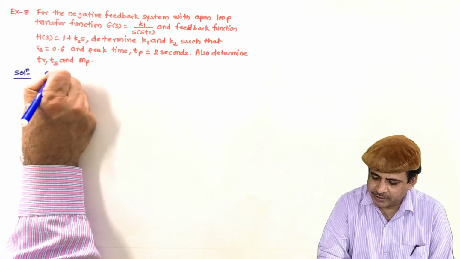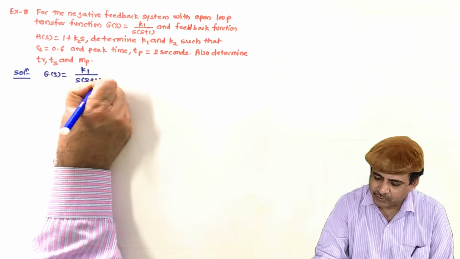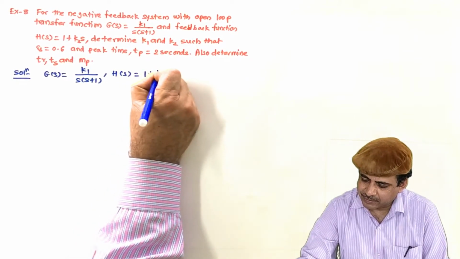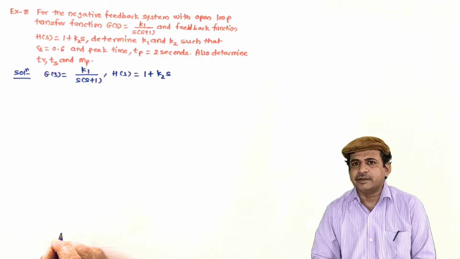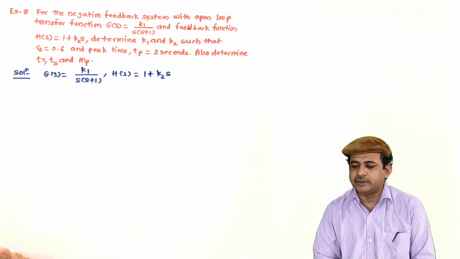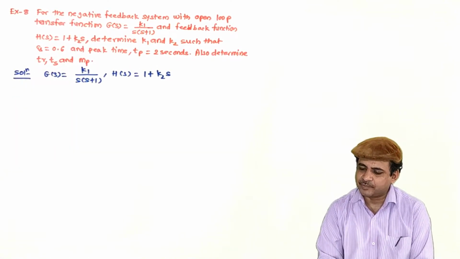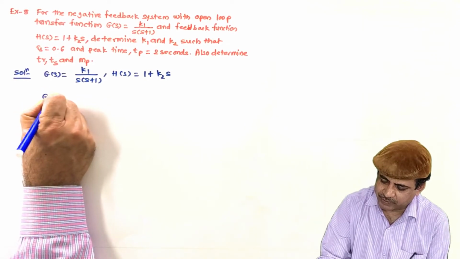So here what is given: G(s) = K1 upon s(s+1), and H(s), this is a tachometric derivative feedback, K2 s. And what is required, again a second order response we want with peak time equal to 2 seconds and zeta equal to 0.6. So zeta is directly given. So let us first find out the closed loop transfer function.